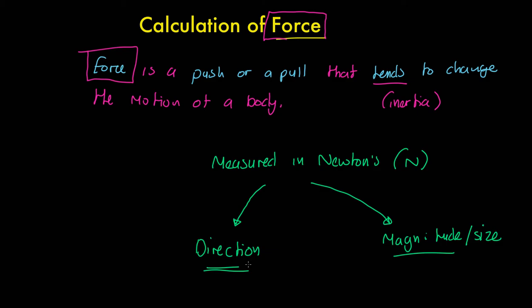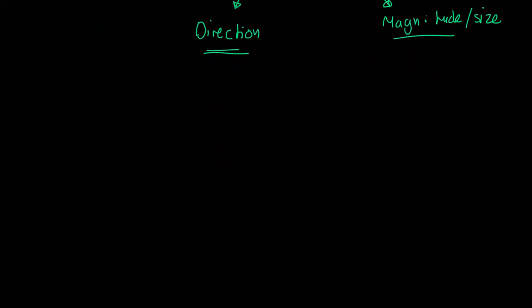So the magnitude needs to be big enough that it tends to change the state of motion, and it needs to be in the direction in which we intend to propel the object, or whatever it is we're working with.